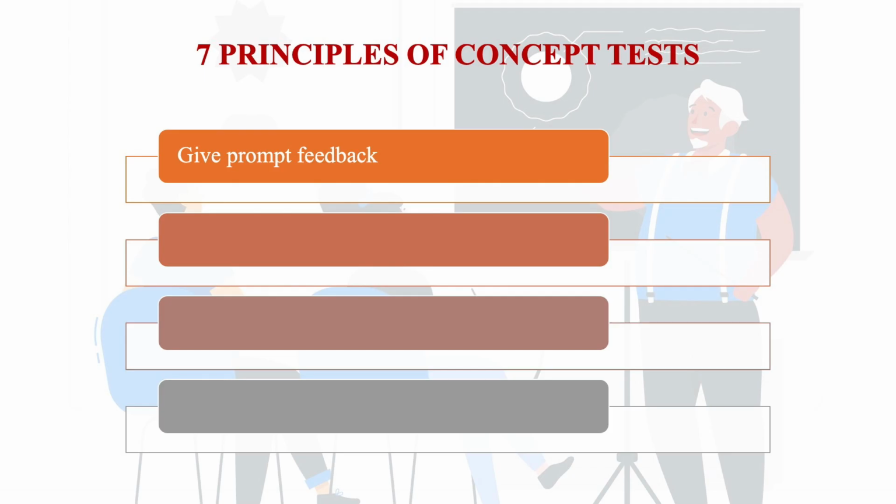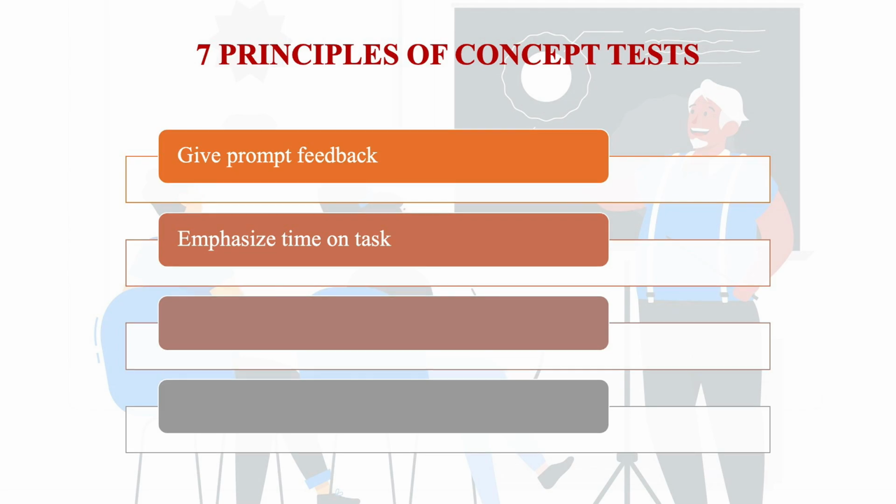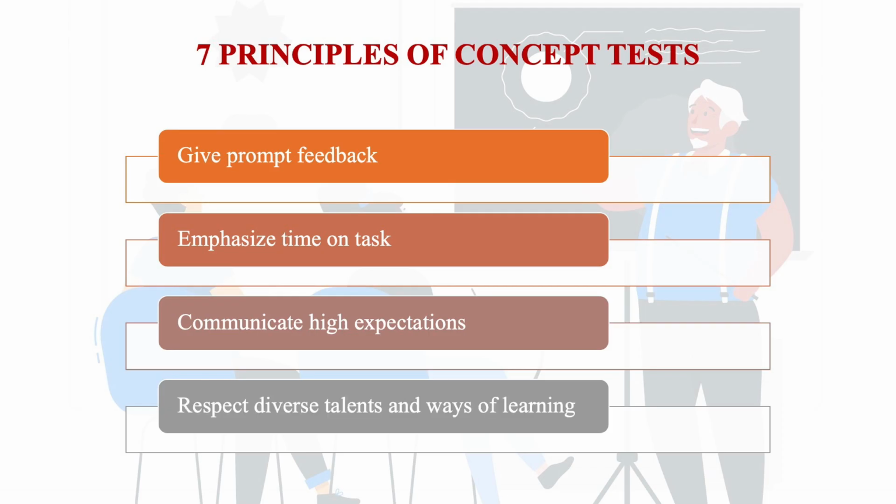Next point, give prompt feedback. Already we have discussed that this concept test is used as a formative assessment, and there comes the need to give immediate feedback to learners. Next, to emphasize time on task. Within the stipulated time, the learners have to finish the test. Next, communicate high expectations. What are the expectations that the learners have to achieve, that we should convey to the learner? Next comes respect diverse talents and ways of learning.